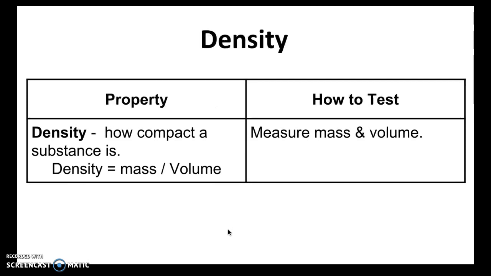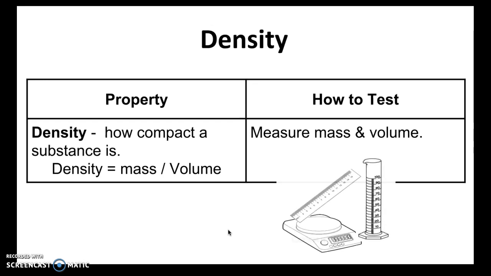All right, the last property we're going to look at is density. That you know from before. Density is how compact a substance is. The way that we determine it is we measure its mass and volume, and you did that in Unit 1, so this is actually a property that you have experienced.